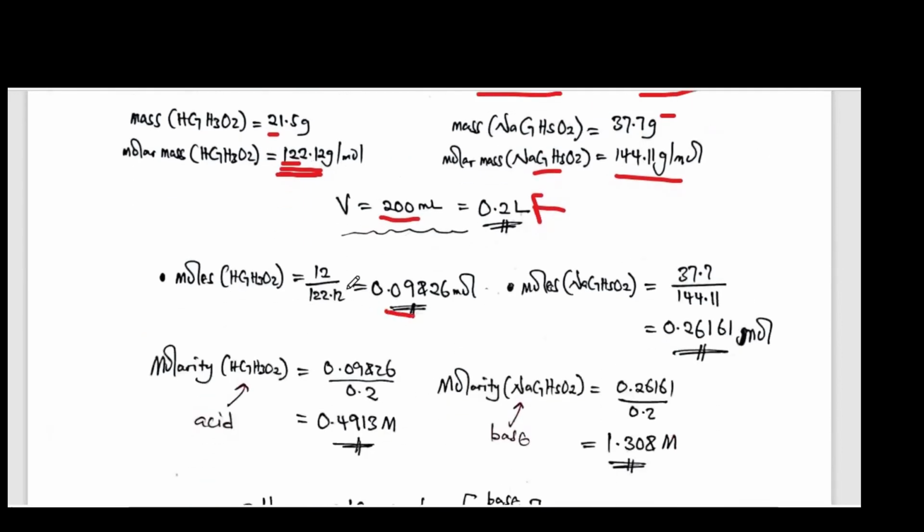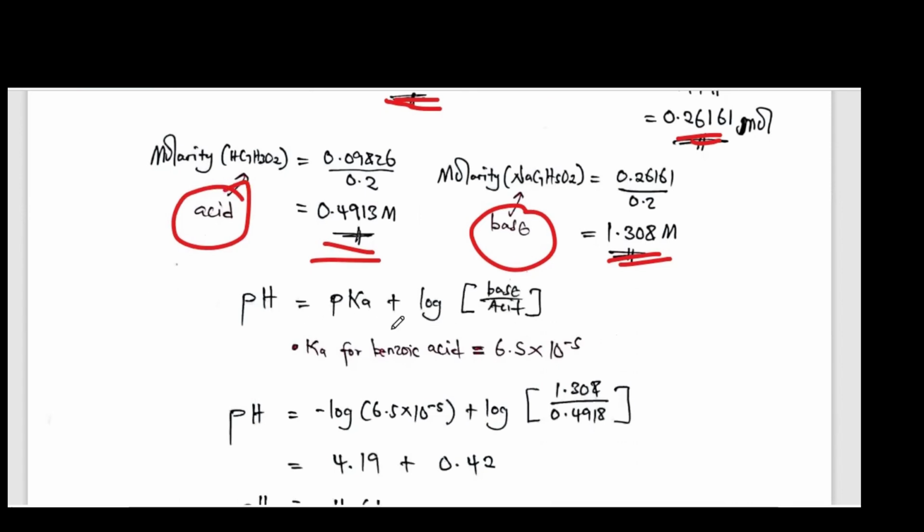So moles of benzoic acid, mass over molar mass, we get that. Moles of sodium benzoate, mass over molar mass, we get that. Okay, and then now let's find the molarity. We know that the molarity or the concentration is just dividing the moles with the volume. Okay, so the volume is the same for both. So moles divided by the volume, I get my molarity. Okay, so the sodium benzoate there is the conjugate base, and then the benzoic acid is the weak acid, right?